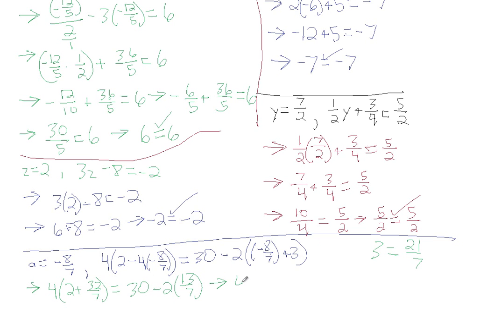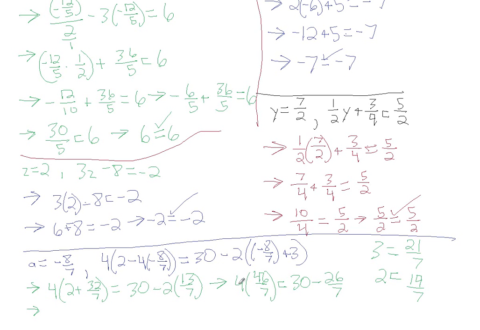Okay. We have 4 on the other side times, we want to rewrite 2 with a denominator of 7, so we can add these two fractions. This will be 14 over 7. 14 over 7 is the same thing as 2. So 14 over 7 plus 32 over 7 is 46 over 7. And we still have, on the other side, 30 minus, let's go ahead and multiply these two. 2 times 13 is 26 over 7.